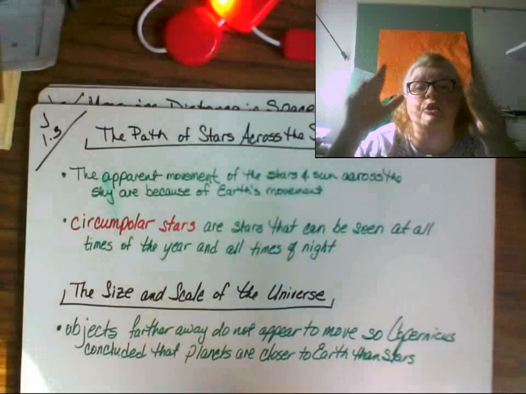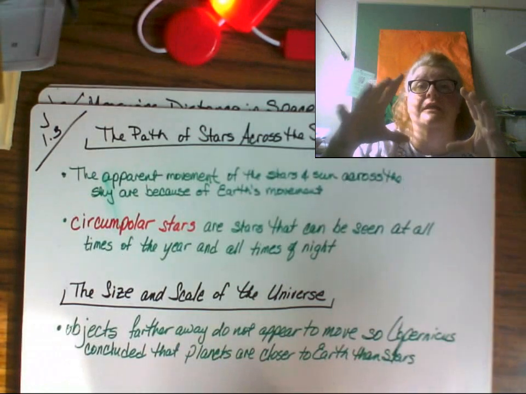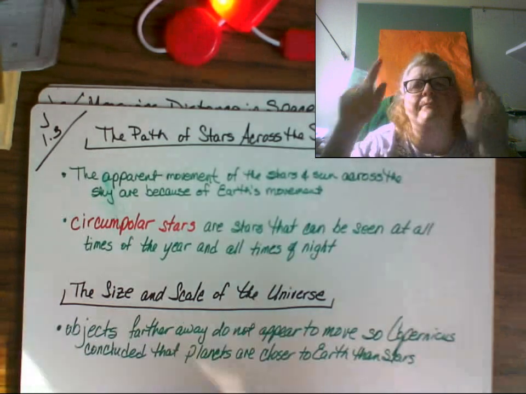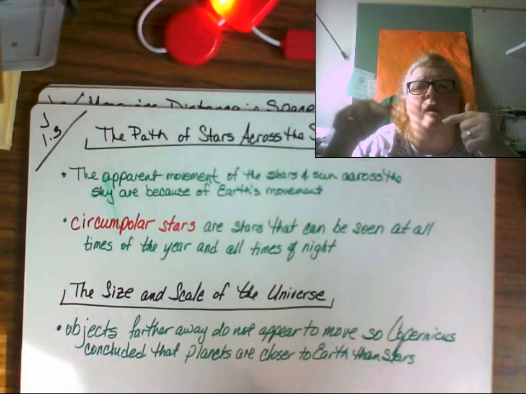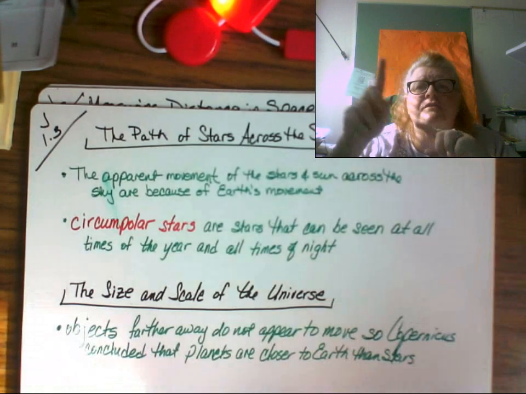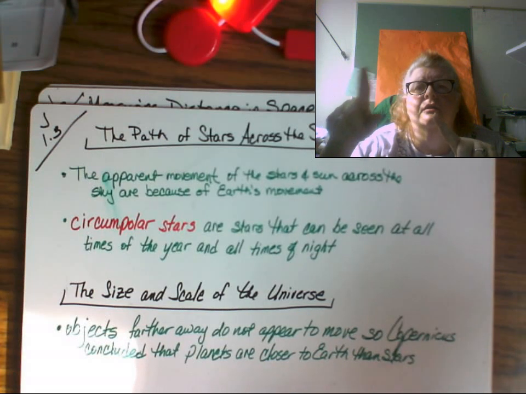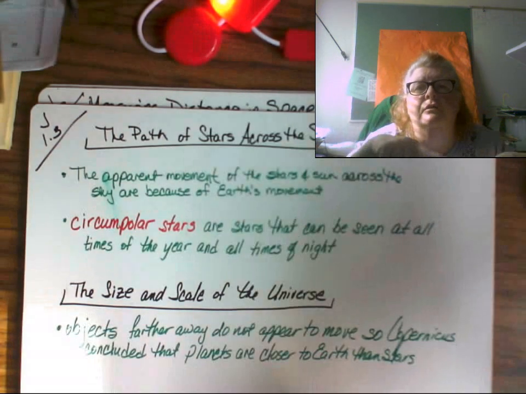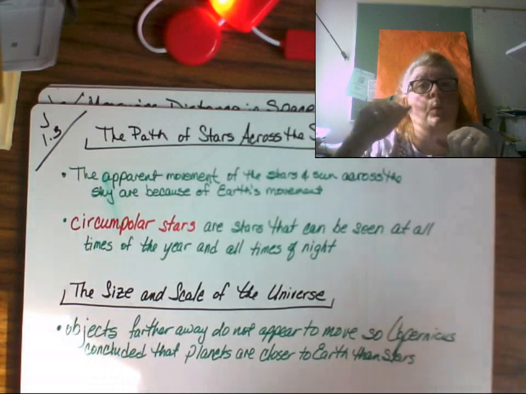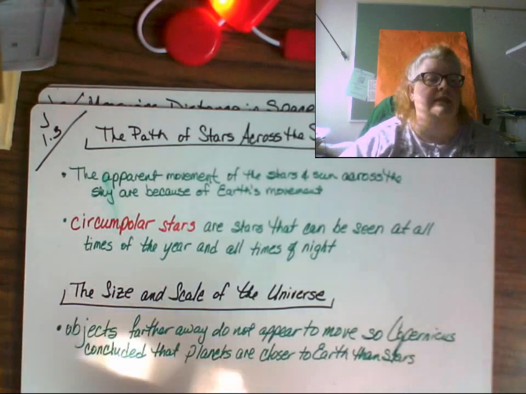And so Copernicus used that principle and said, you know what? It must be that the planets are closer to Earth than the stars are, because the planets move faster than the stars. Ooh, science. It's amazing.